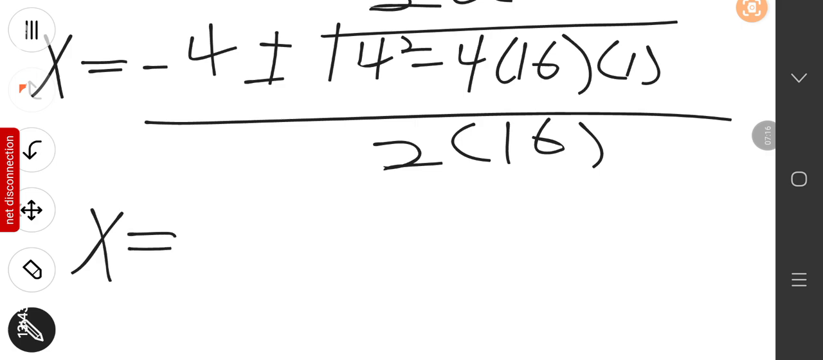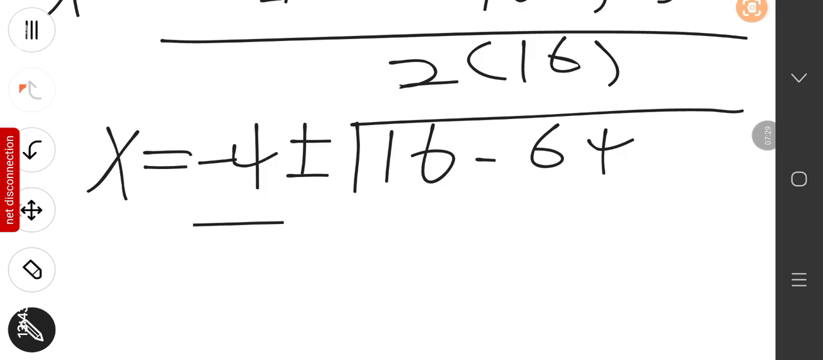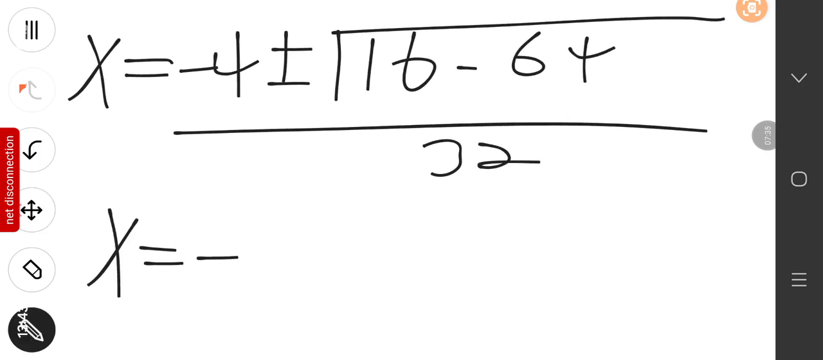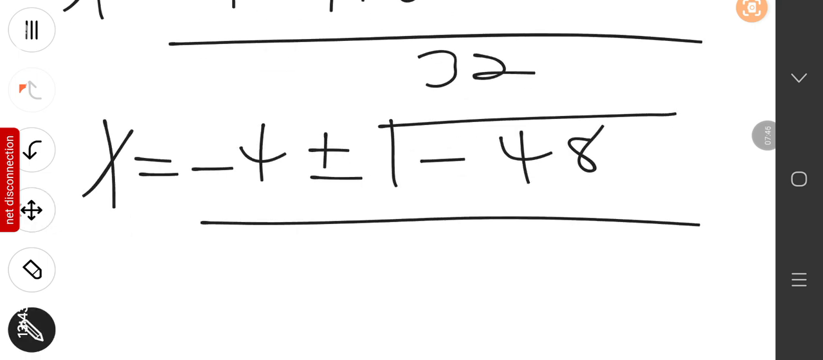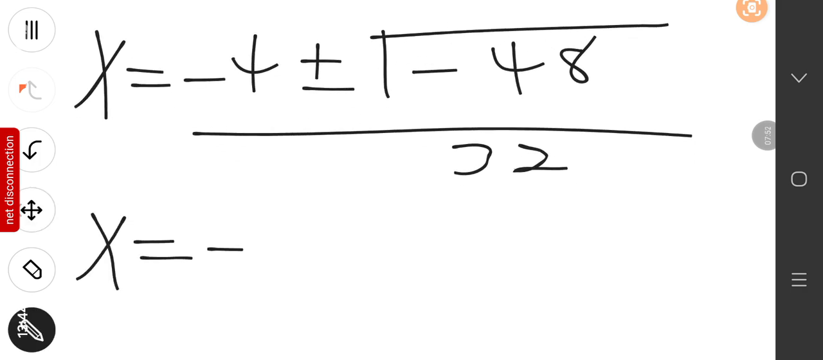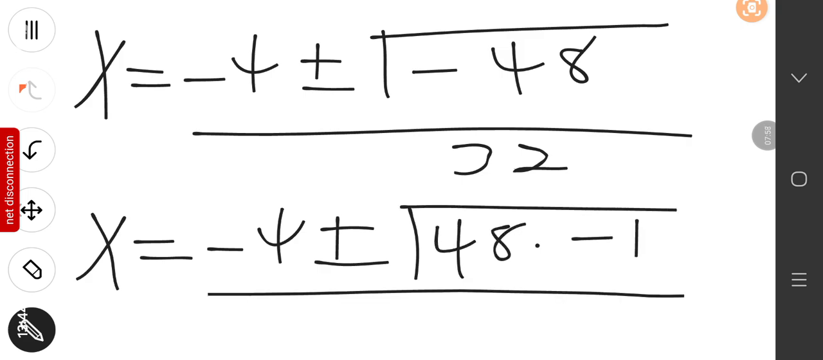So you have x equals minus 4 plus or minus the square root of, now 4 squared is 16 minus 4 times 16 is 64, all over 32. All right, now this gives us x equals minus 4 plus or minus, now 16 minus 64 gives us minus 48, all over 32. All right, now this is going to be x equals minus 4 plus or minus the square root of 48 times minus 1 all over 32.